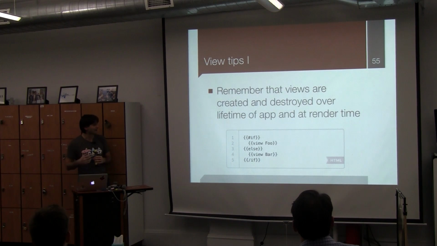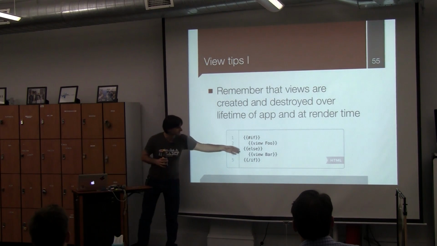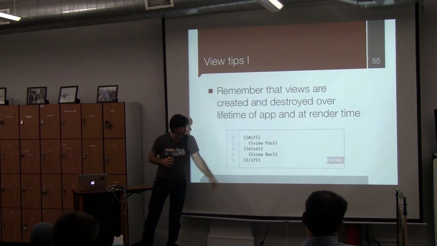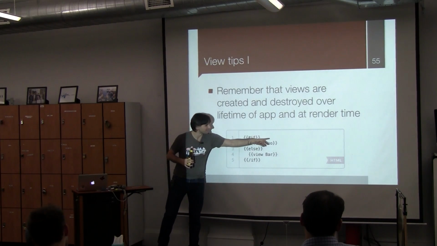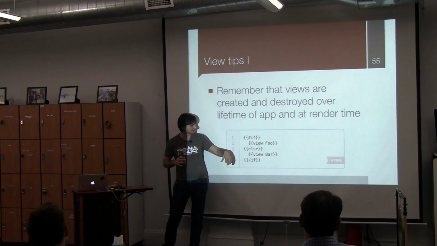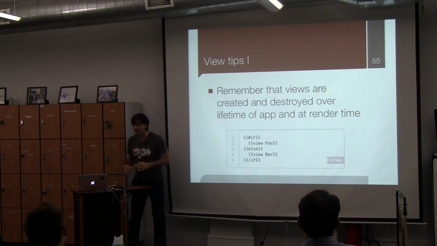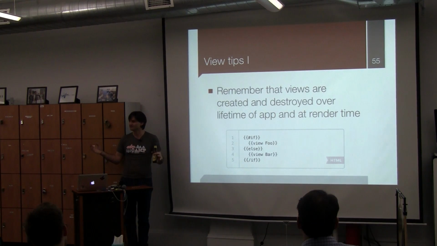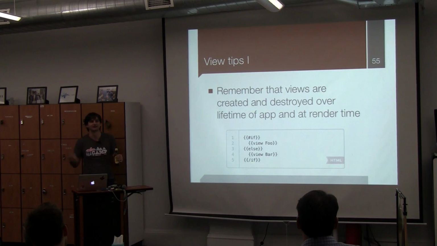So view tips, remember, views are created and destroyed over the lifetime of an app over and over again, and at render time. If I have an if-else, and foo is rendered here, bar is rendered here, each time the view is going to be destroyed and created as that property changes. That means I cannot store any kind of state on the view that I need to be kept around. That state is going to be in the controller, and that's one of the reasons by default most controllers are these long-lived singletons, because we want to be able to preserve transient state so that when we hide a sidebar or a modal and then open it again, it looks the same as when we left it, if that's the desired behavior.